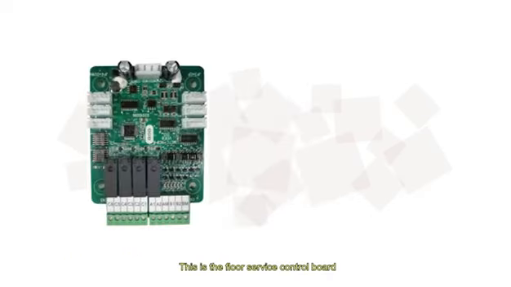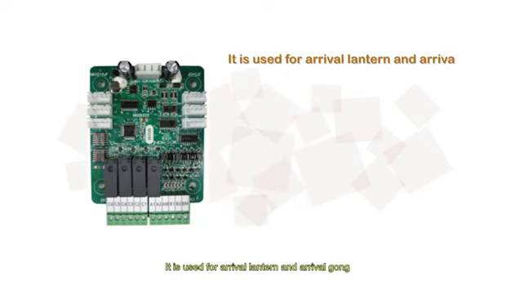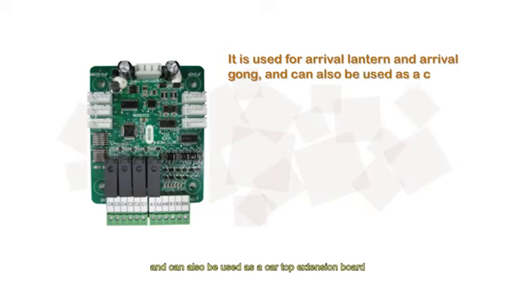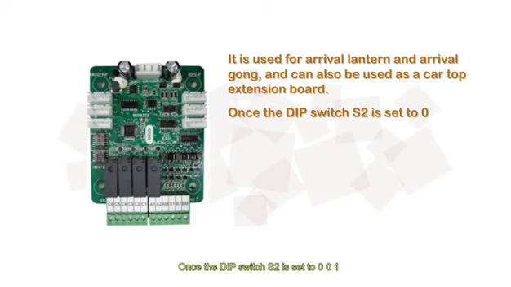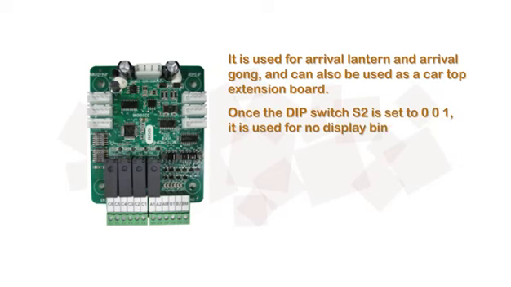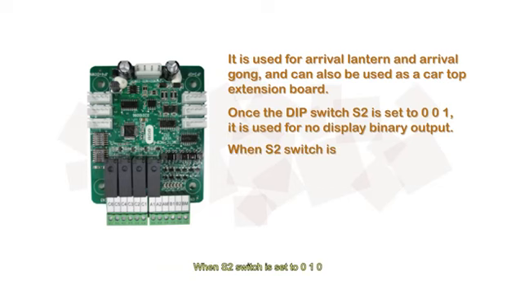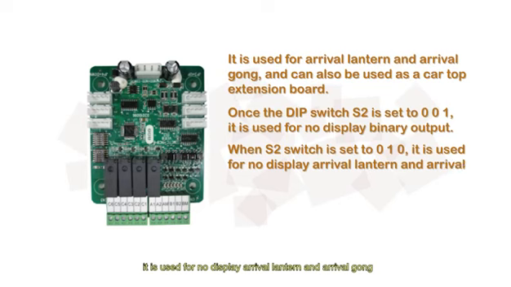This is the floor service control board. It is used for arrival lantern and arrival gong, and can also be used as a car top extension board. Once the dip switch S2 is set to 001, it is used for no display binary output. When S2 switch is set to 010, it is used for no display arrival lantern and arrival gong. When S2 switch is set to 111, it is used as a car top extension board.